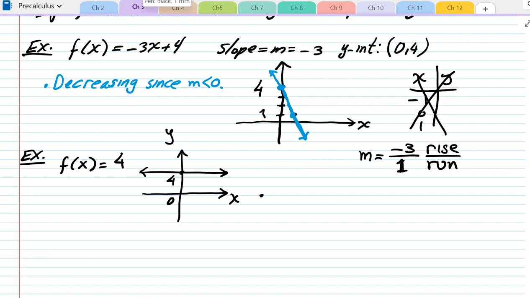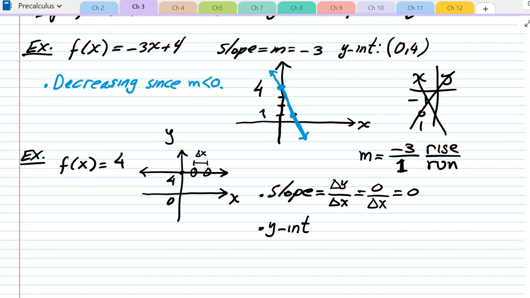Let's answer again the question, what is the slope? Well, it's a horizontal line, right? So notice as you go from one point to the next point, there is a change in x, there is a delta x, but there is no change in y. So slope, if I write it as delta y over delta x, delta y is 0, and whatever the change in x is doesn't matter. 0 over non-zero is 0. So slope's 0. What is the y-intercept of this constant function? Well, it crosses the y-axis at 4, so it's going to be 0, 4.